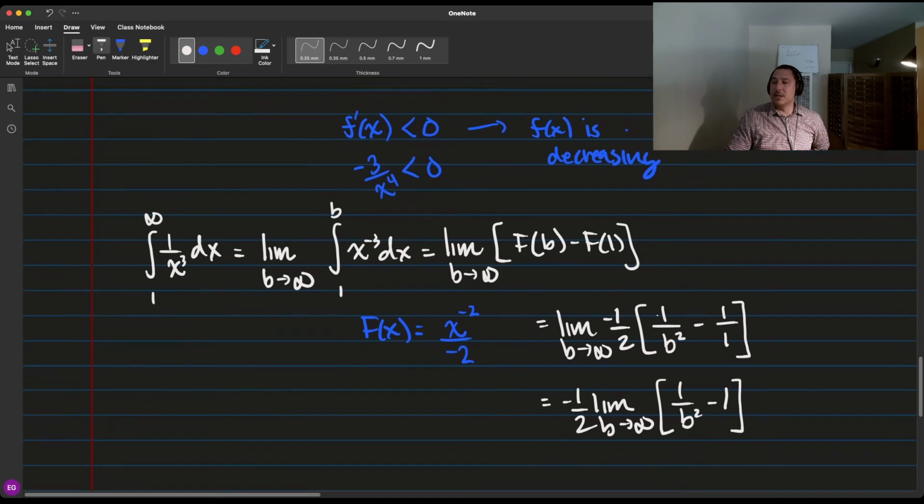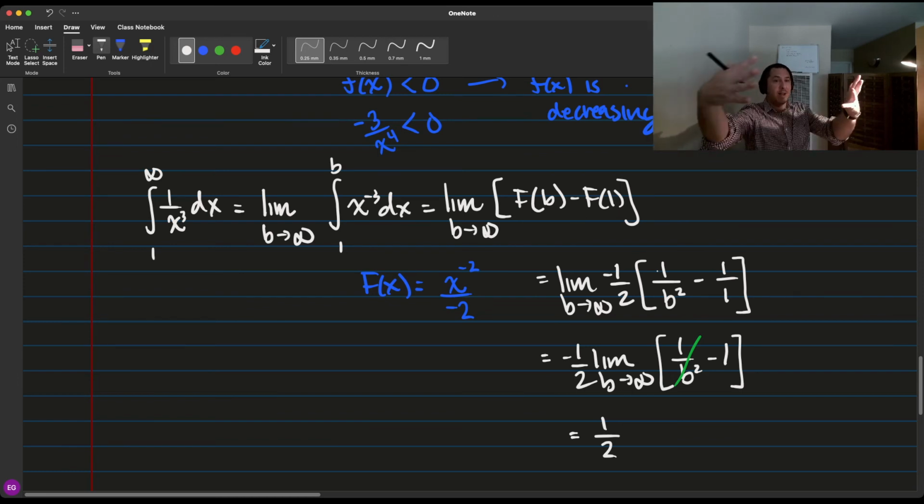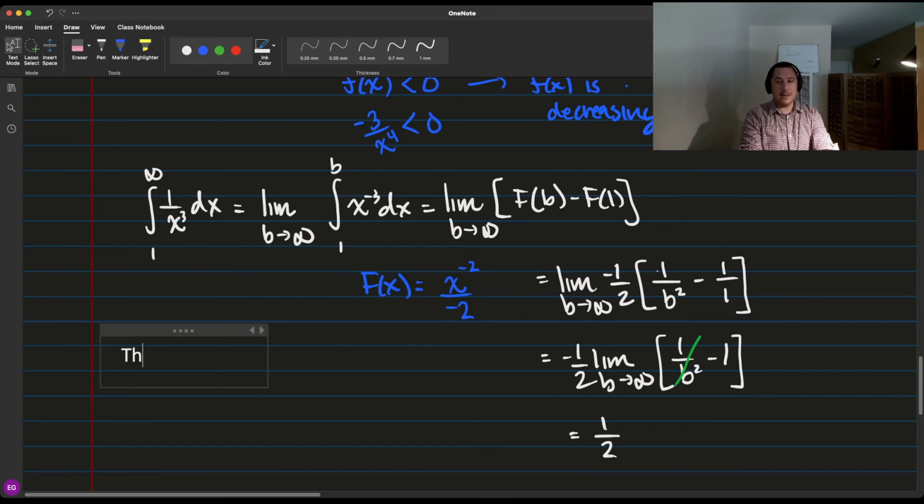What happens to 1 over b squared as b goes to infinity? Well, that's just going to go to 0, right? So you're like, okay, cool. That means that this limit is going to be negative 1/2 times negative 1, which gives you positive 1/2. If you integrate this function from 1 to infinity, you get 1/2. In other words, yay, the integral converges to 1/2.